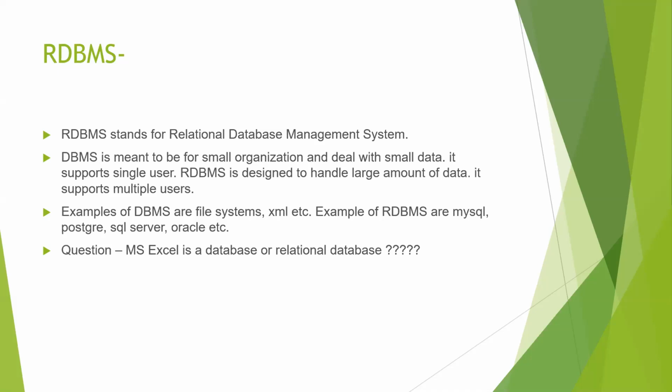RDBMS is generally multi-user, and it is also going to save huge amounts of data. In RDBMS we have tables, and these tables have relationships between them, so that if we want to take data from another table, that can be easily taken, right? Examples of DBMS are file systems, XML, or a simple index; the index of your book is also a database. An example of a relational database will be MySQL, SQL, Oracle.